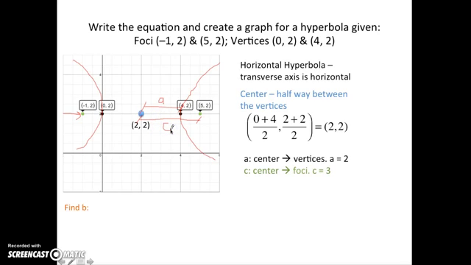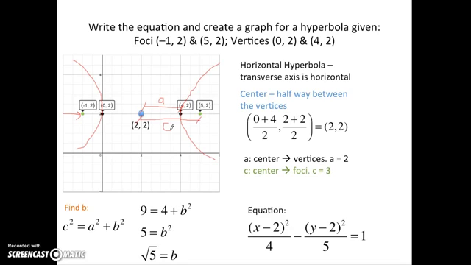We still need to calculate the b value, so we're going to use the equation c squared equals a squared plus b squared. When we fill in the pieces and solve for b, we get b equals the square root of 5. So our final equation is going to be (x minus 2) squared over 4 minus (y minus 2) squared over 5, and we have our x term first because it's a horizontal hyperbola.